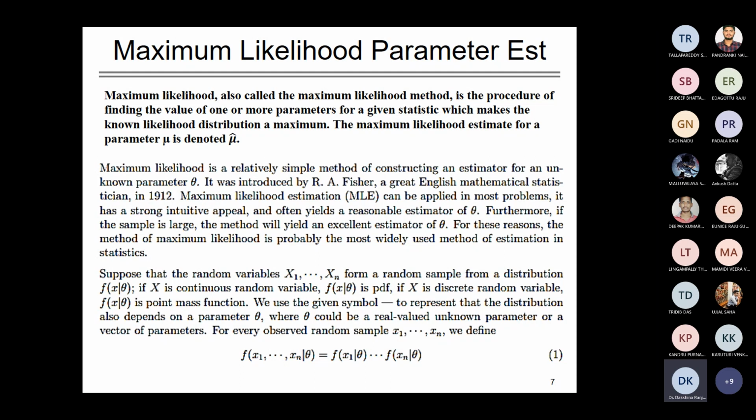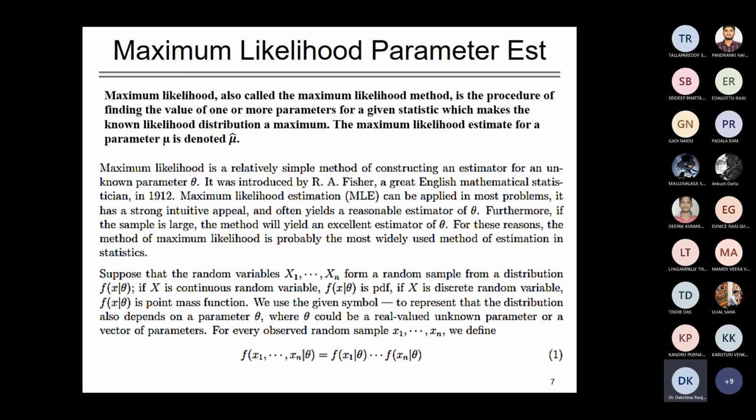There are two different ways we can do this. We can obtain the likelihood function for the maximum likelihood estimation, and then take the derivative and make it zero to get the maximum likelihood. Or we can get the log likelihood of this estimation, and then take the derivative and make it zero to get the maximum log likelihood. So maximum likelihood is a relatively simple method for constructing an estimator for an unknown parameter theta.